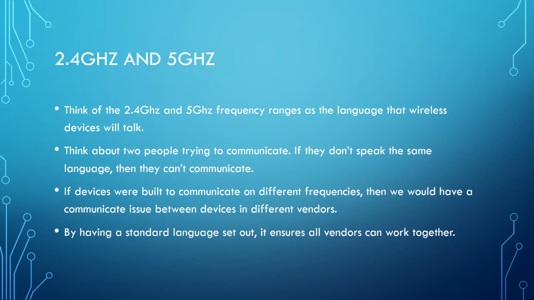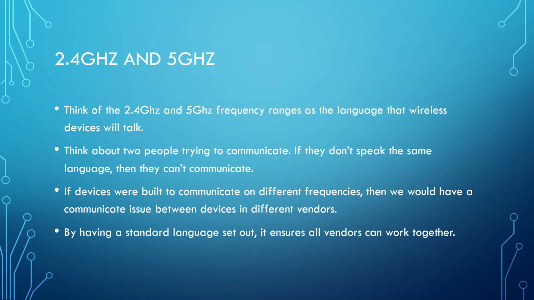And like I said before, the reason why it's important that we define frequency ranges used for wireless communication is so that every device knows what frequency to communicate wirelessly on. Think of it like this: when two people try to communicate, if they don't speak the same language, then they can't communicate. It's similar with devices that we build.